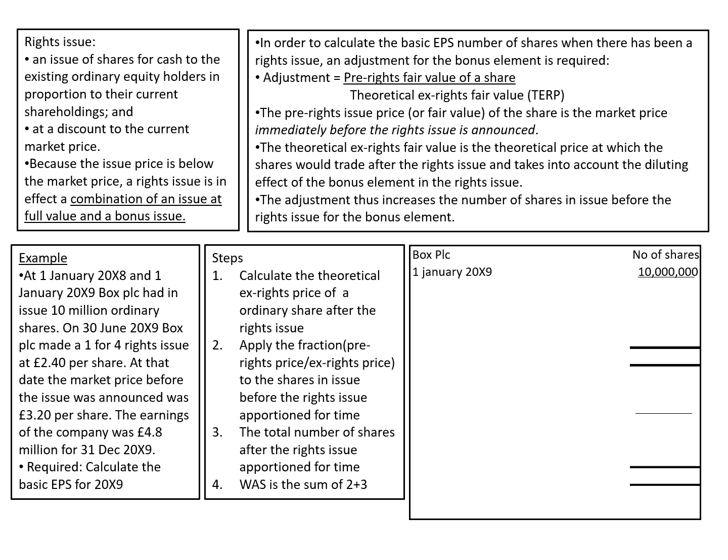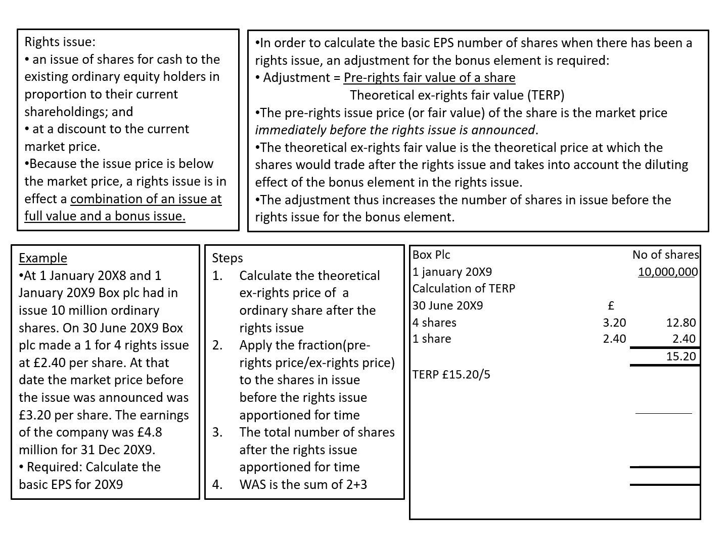So Box plc on 1st of January had 10 million shares. It made a rights issue on 30th of June, a 1 for 4 rights issue. So the 4 shares, at the pre-rights price, which is £3.20, comes to £12.80. Then we had 1 share, at the rights price of £2.40. We add that on to £12.80, and we then get a total of £15.20.